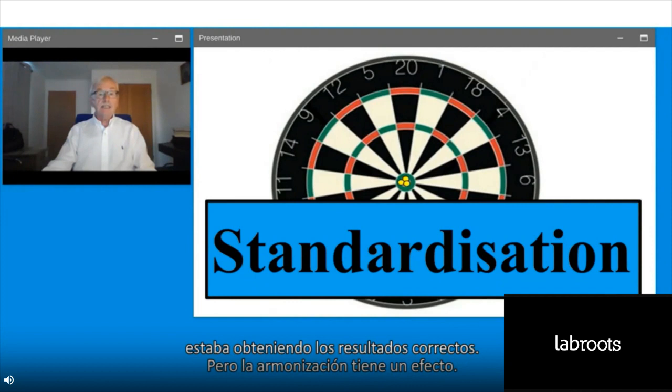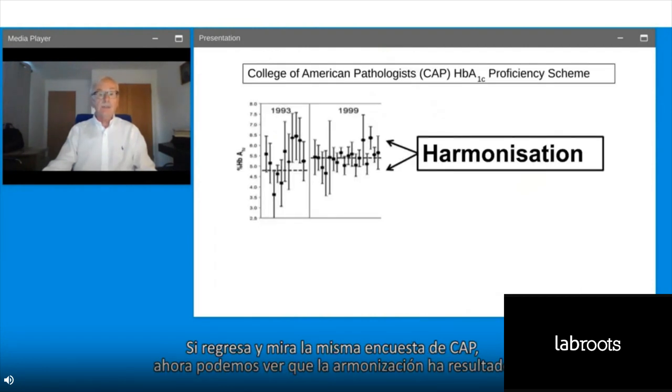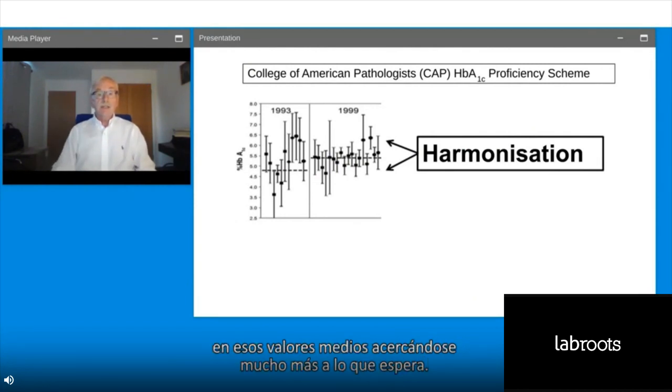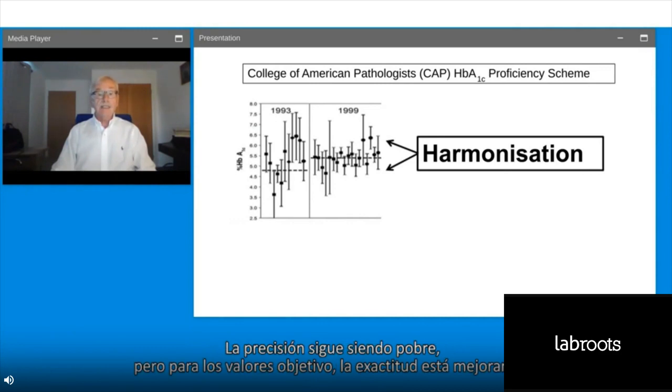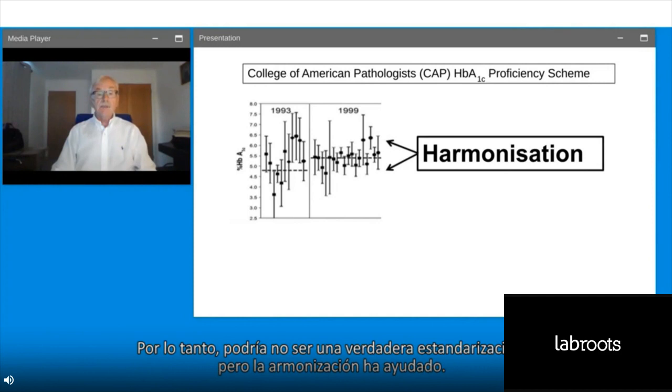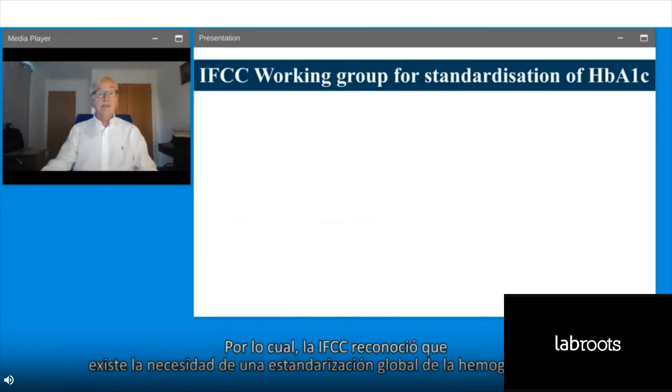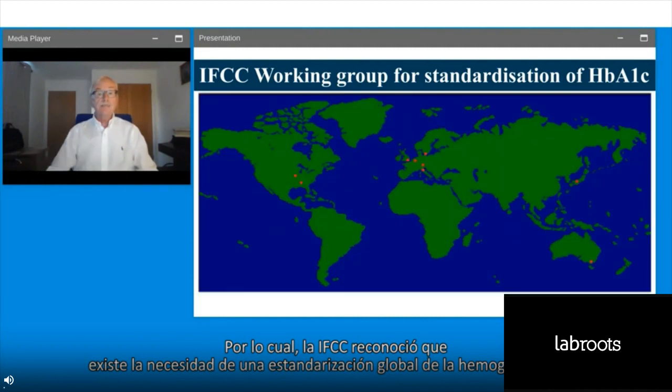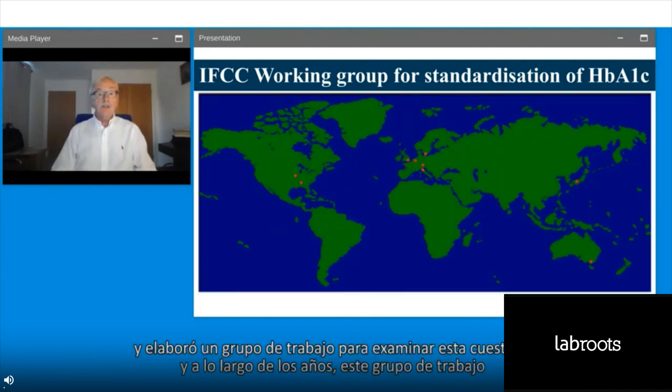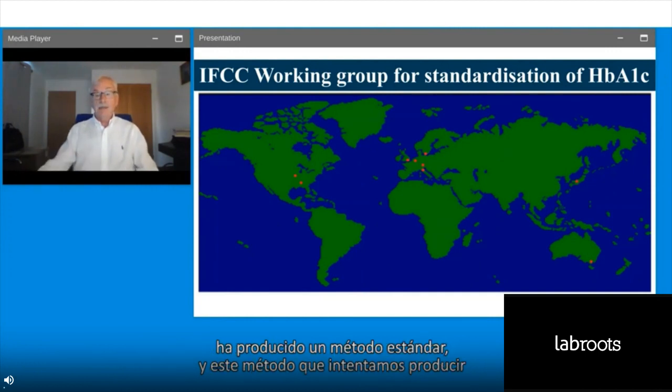But harmonization does have an effect. If you go back and look at the same CAP survey, we can see now that harmonization has resulted in those mean values getting far closer to what you expect. In precision, it remains poor, but the target values, the accuracy, is getting better. So it might not be true standardization, but harmonization has helped. But the IFCC has recognized there's a need for global standardization of hemoglobin A1C and produced a working group to look at this. And over the years, this working group has produced a standard method.